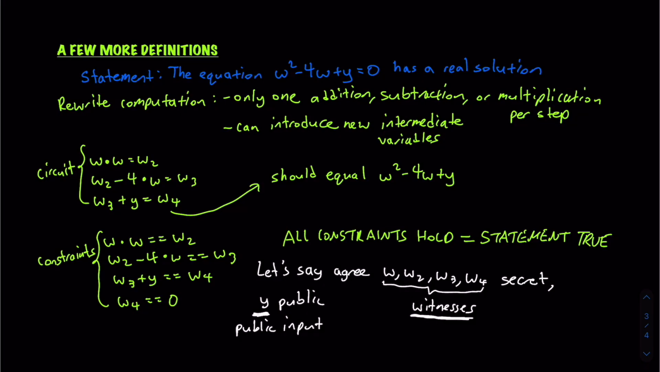One more term you might hear is witness extension. Often the prover can take part of the witness, like w in our case, and then compute the other witness values w2, w3, w4 automatically. That computation is called witness extension, basically filling in the rest of the witness from the partial input.